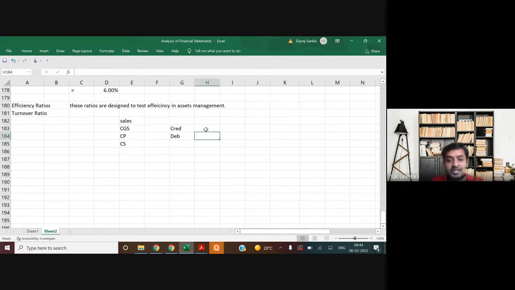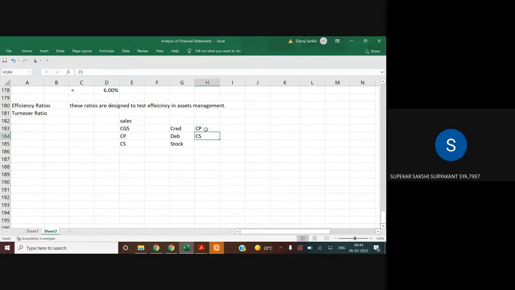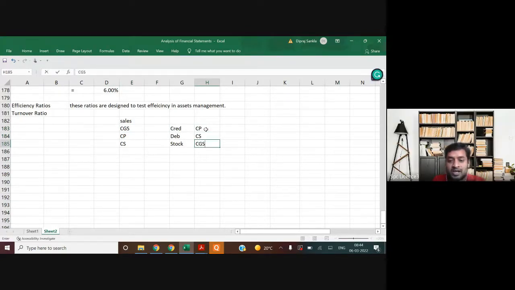Now, in case of debtors, credit sales. Very good. Credit sale. Now, for stock, we always measure at cost, no? Cost of goods sold. Very good. Now, one more is remaining: total assets. For total assets, which one is remaining? Sales.